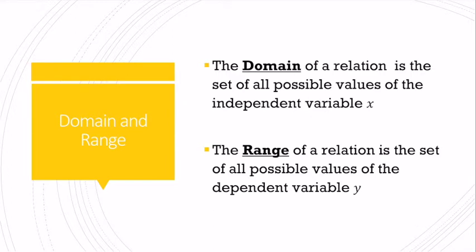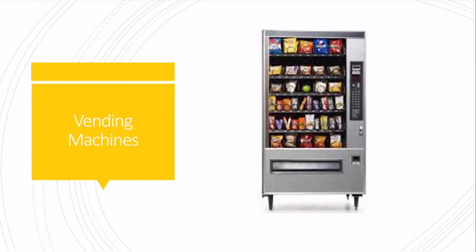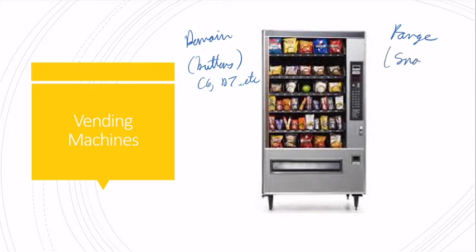The domain of a relation is the set of all possible values of the independent variable x. And our range is the set of all possible values of our dependent variable y. So domain is our x values, our range is our y values. So when we've got our vending machine, our domain is all possible x values, so that's all of our buttons that we could push, like C6, D7, etc. Our range is all of our possible snacks and beverages.